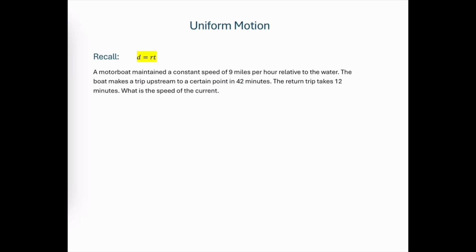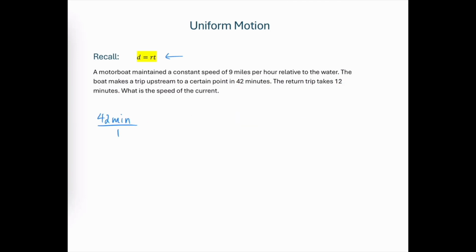Since we're discussing distance, rate, and time, we are going to be using this distance is equal to rate times time formula. And when we use distance is equal to rate times time, the units of the rate, which in this case are miles per hour, have to coincide with the units of the time. So we would need to measure our time in hours in order for these two quantities to multiply together to give us a distance in miles. So the first thing we're going to have to do is to convert 42 minutes and 12 minutes into hours.